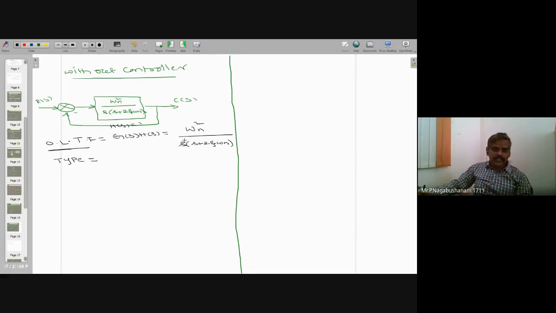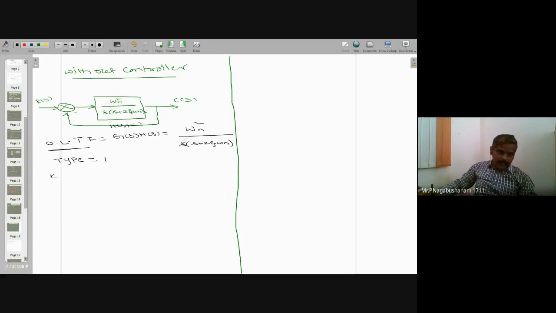So in this case, type number means s power j. I gave the explanation also. Number of poles at origin. This is the origin. Equate the denominator to 0, s equal to 0. One pole at origin. So its type number is 1. Type 1. If you use controller, is the type number increasing or decreasing? To compare that one, I'm taking the type number. Without controller, type number is 1.